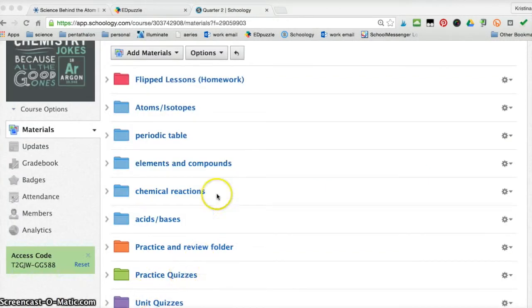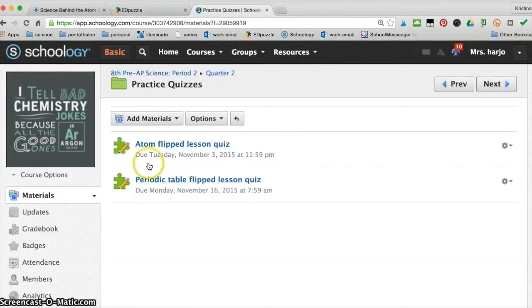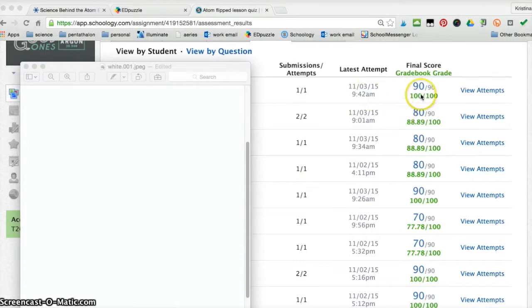Once they've posted, they then go back into their folders and to their practice quiz folders. And here they take their Atoms Flipped Lesson Quiz. This lets me know how the individual students do, and I can then put them into 2 different groups when they come to class the next day.